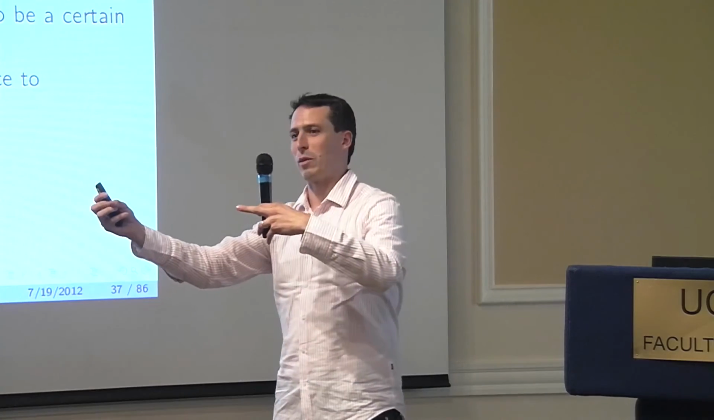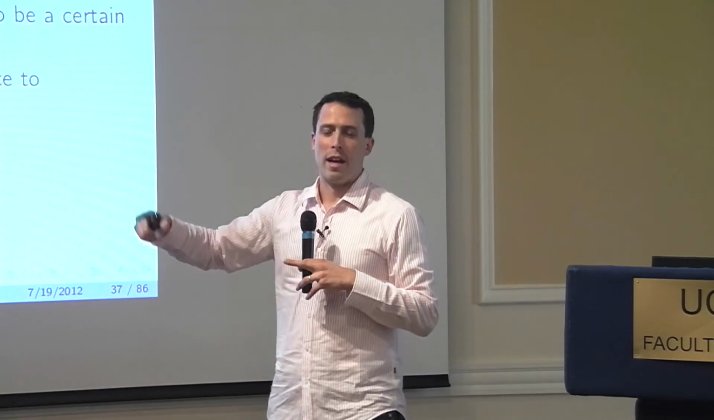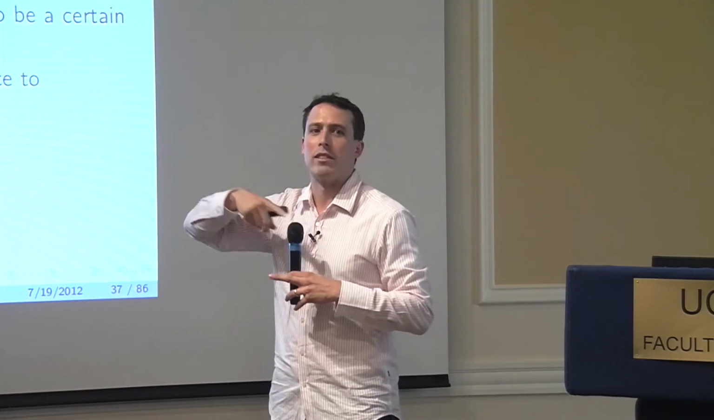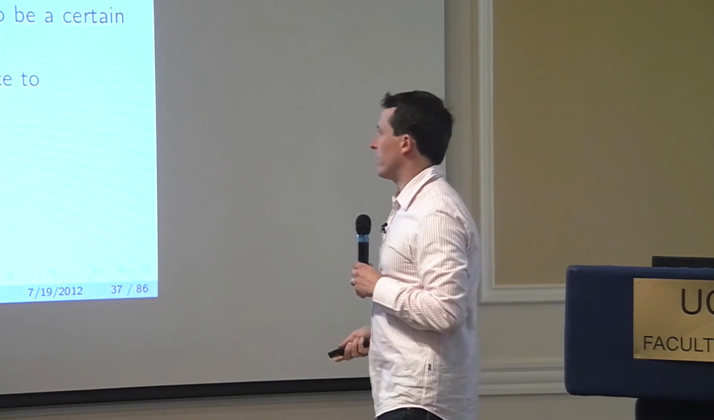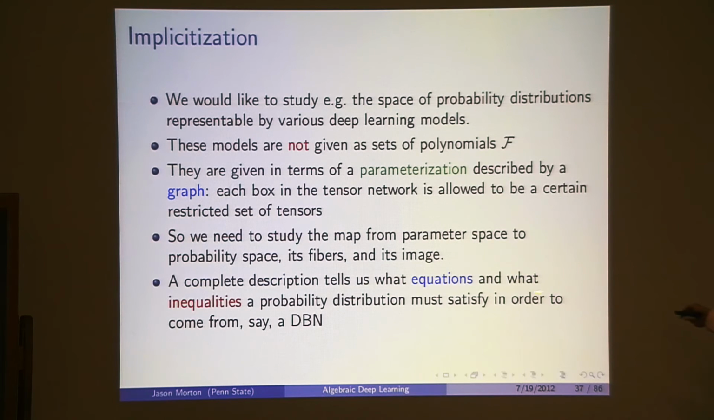If we're in a really nice situation, that was the only parameter that could have possibly explained it. But maybe we have a finite set of parameters that could have explained it, or we have a continuous space of parameters that could have explained it. And understanding that helps us understand our optimization procedures. If we get a complete description, we really succeed with our implicitization.